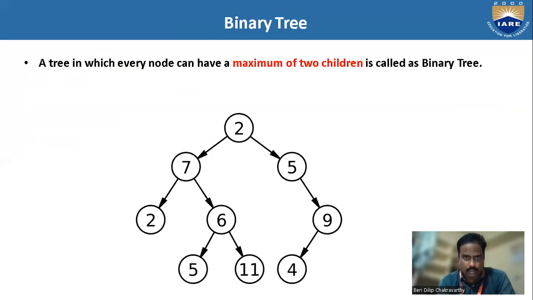If you observe, this is the binary tree. As I already told you, a tree in which every node can have a maximum of two children is called a binary tree. If you observe here, each node has a maximum of two children. It may be 0, 1, or 2.